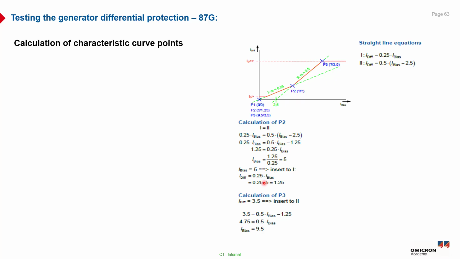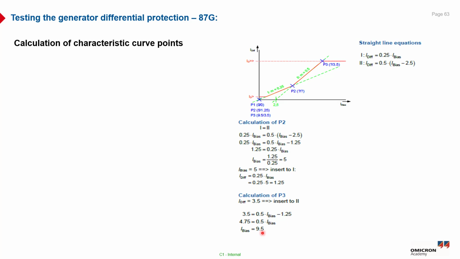Then we can substitute the I bias value, equal to 5, in each one of them to get the Idiff, which is equal to 1.25. And also for point 3, we know the equation, which is Idiff equals 0.5 multiplied by I bias minus 2.5, and we already know the I differential, which is equal to Idiff double greater, 3.5. So we can calculate the I bias to be 9.5. So we can draw it from scratch.